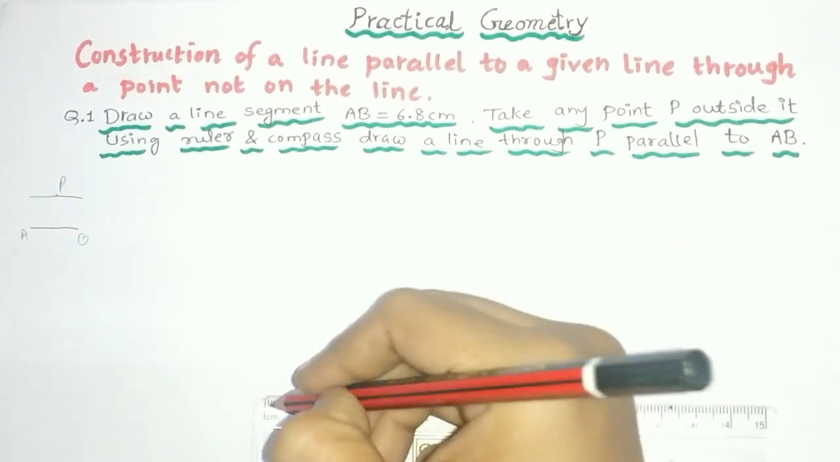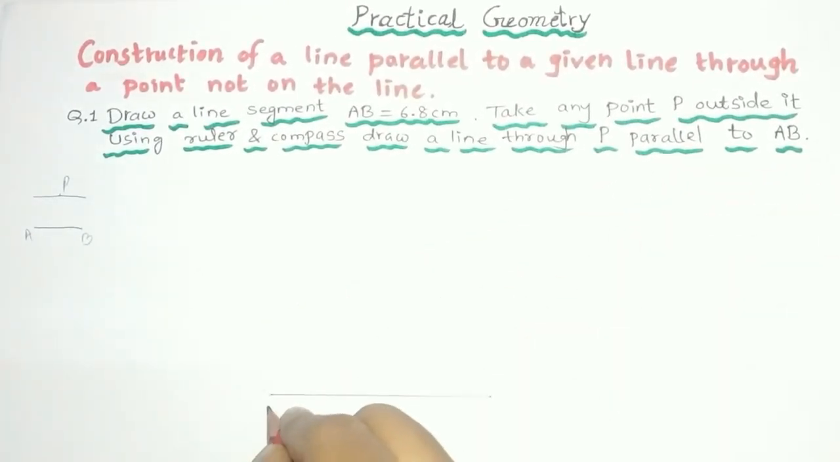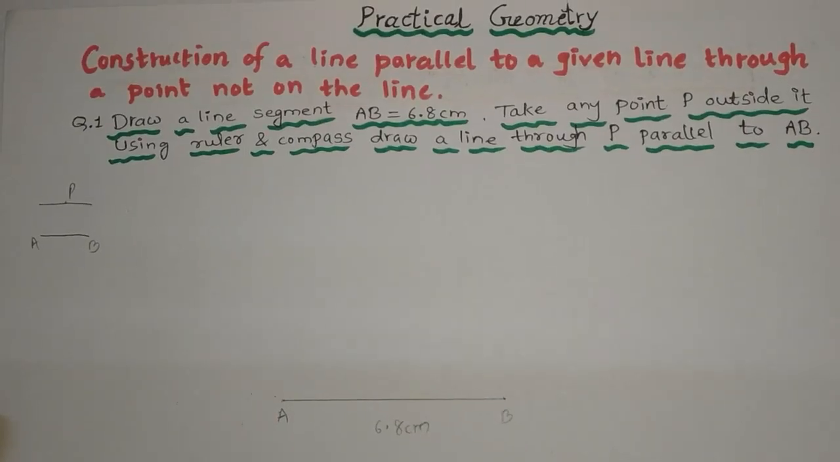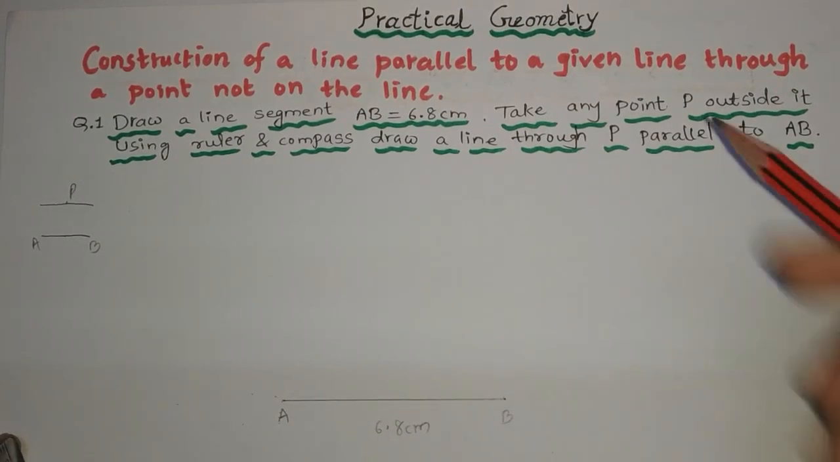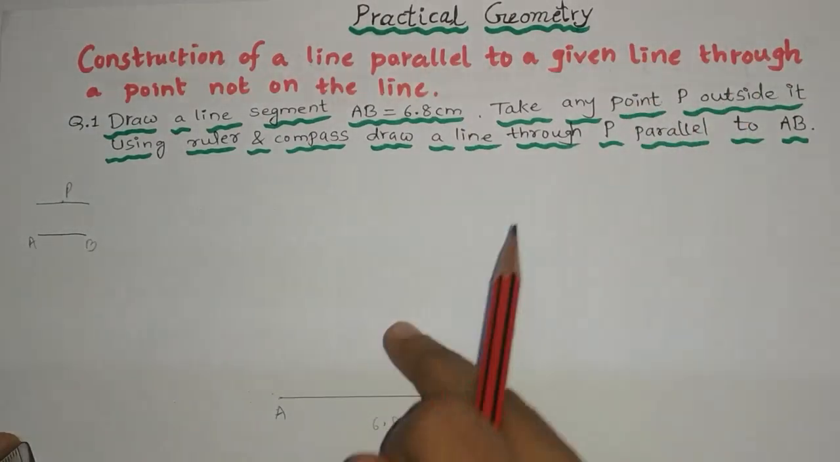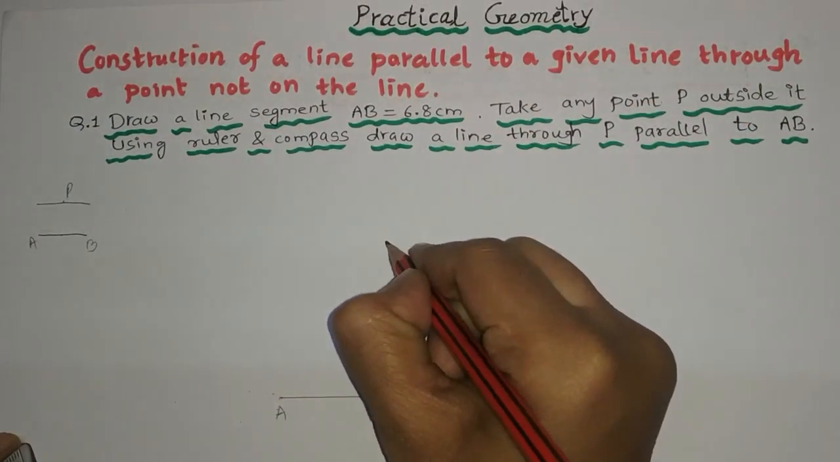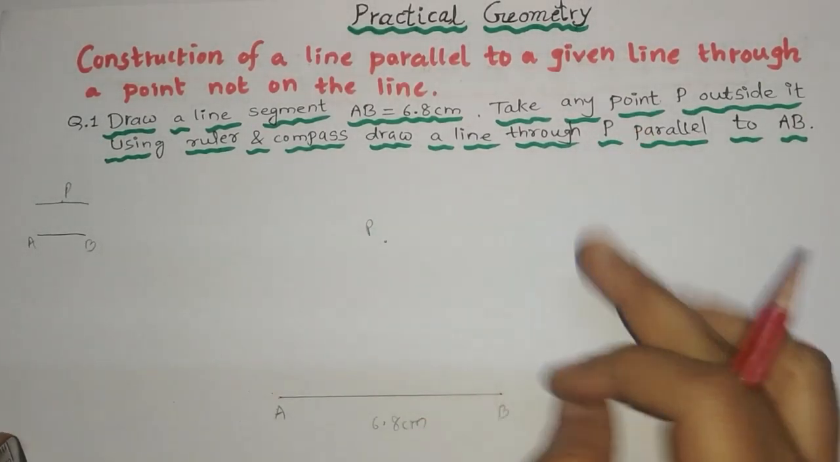So this is a line segment, we'll name it AB, and this is 6.8 centimeters. So after drawing, that is our first step, to draw the line segment. Now we have to take any point outside it, which can be here or here. Suppose my point P is here, this is the point P.